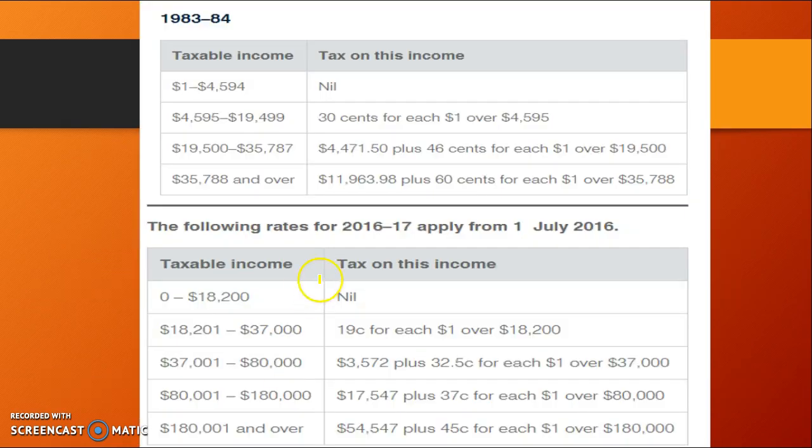So as you can see here, income taxes in Australia have gone down significantly since the 80s. So you can see the top marginal tax bracket used to be 60 cents. It's down to 45 cents per dollar, which is designed to make people pay less tax and therefore encourage them to join the workforce.